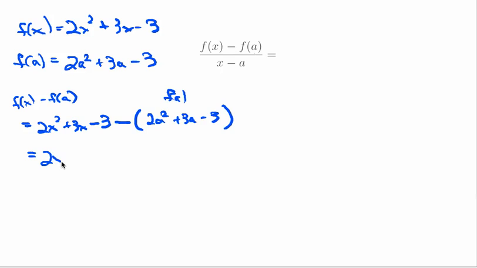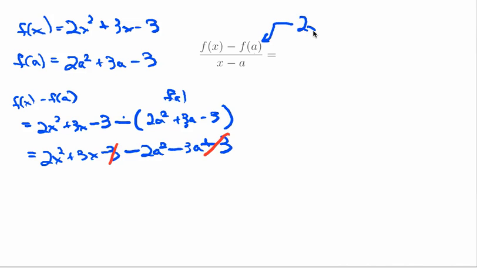And I also need to now simplify what's in the parentheses. By that I mean I'm going to carry out the subtraction. I'm subtracting 2a squared. I'm also subtracting 3a. And I'm subtracting negative 3, so that's a plus 3. And that's the numerator up here. I do see just one thing I can cancel out, the plus 3 here and the minus 3 here. So the numerator is 2x squared plus 3x minus 2a squared minus 3a. That's just the numerator part.